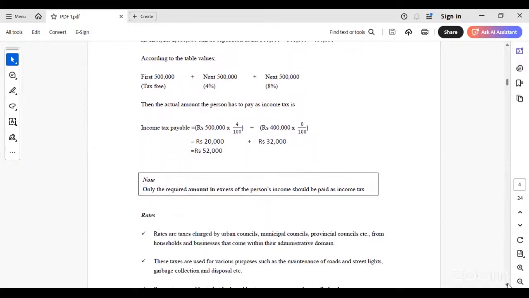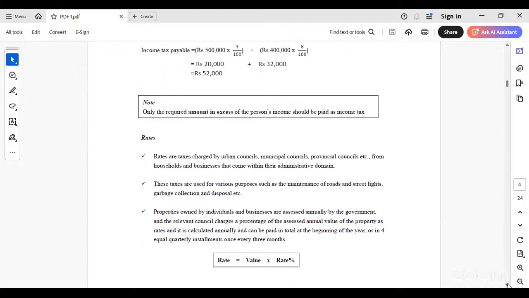Right. Then it says a note. The note says that only the required amount in excess of the person's income should be paid as income tax. And we have seen that, right? Because now here you have the first 500,000, then the second 500,000, and you can't write the third 500,000. Why? Because he has only 400,000 as excess in the third 500,000 category, right? So he has to pay only the remaining amount, which is 400,000, not 500,000.